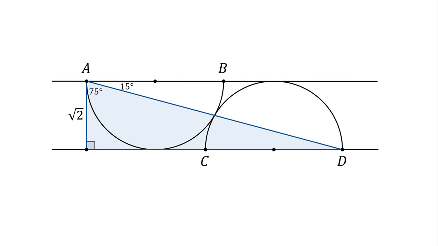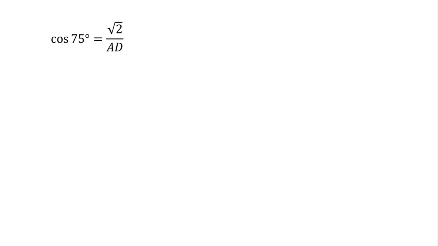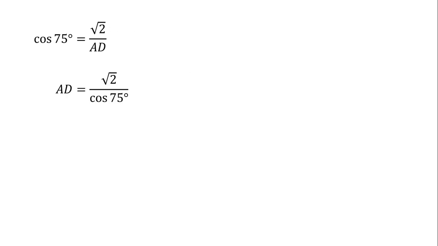Now we can form an equation involving the cosine of 75 degrees, the hypotenuse AD, and the height square root of 2. In particular, we have the equation cosine 75 degrees is equal to square root of 2 divided by AD. Now let's solve for AD. AD is equal to square root of 2 divided by the cosine of 75 degrees.